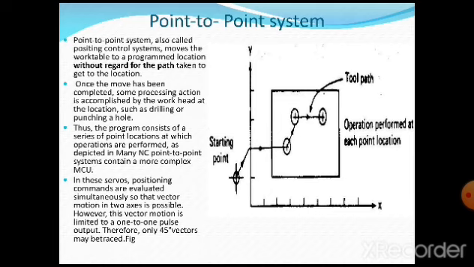Let us describe the meaning of the point-to-point system. It is also called a positioning control system because we require to position the cutting tool at the required point to drill a hole here. It moves the work table to a programmed location without regard for the path taken to get to the location. We are not worried about the path, because we start from the starting point and go to different locations where the hole has to be drilled, and we are not bothered about controlling the path. Our aim is to make the cutting tool move to that point, starting from the starting point, as designed by the programmer.